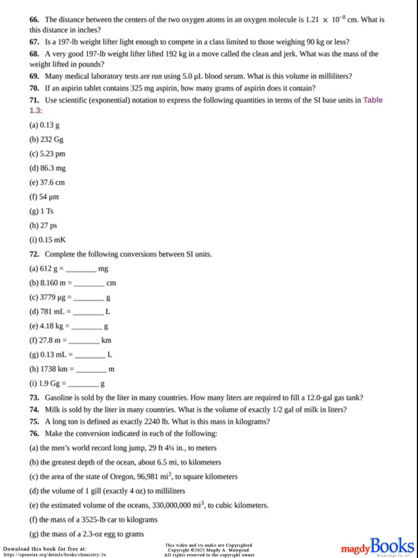72. Complete the following conversions between SI units. A. 612 gram equals blank milligram. B. 8.160 meter equals blank centimeter. C. 3,779 microgram equals blank gram. D. 781 milliliter equals blank liter. E. 4.18 kilogram equals blank gram.